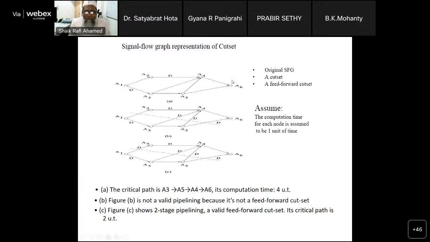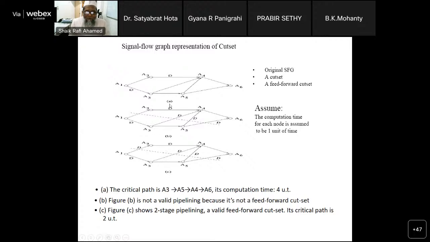Now what will be the critical path in this? Which is the longest delay-free path. You can easily see in this diagram, you start with A3, A5. From A3 to A5 there is no delay, then A5 to A4 there is no delay, A4 to A6 there is no delay. So A3 to A5, A5 to A4, A4 to A6 is the critical path. The total computation time of this is 4 units of time because this will take 1 unit, 1 unit, 1 unit and 1 unit. What does it mean? That at the input, if I feed the first sample, only after 4 units of time can I feed the second sample. I cannot process the samples at a time less than 4 units of time.